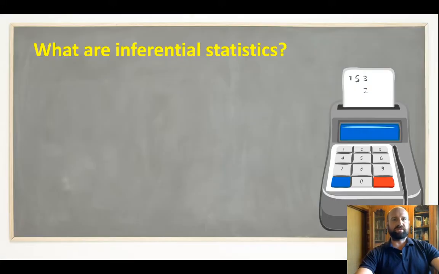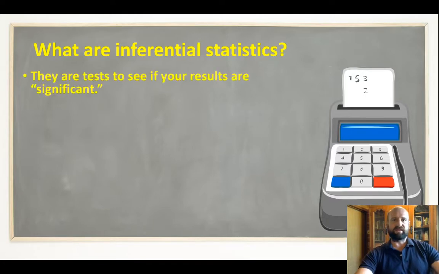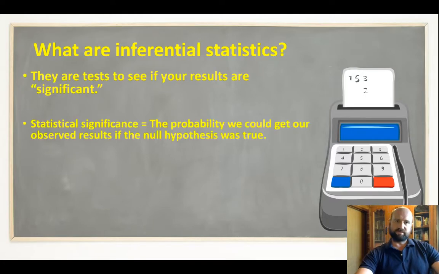Right. So the brief introduction. Again, there's a video here on the YouTube channel that's linked in the unit plan that explains it all. But we're looking at significance, and here's the technical definition, right? The probability we would get our observed results if the null hypothesis was true. That's what we're calculating.